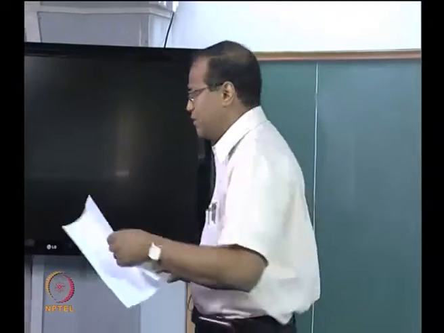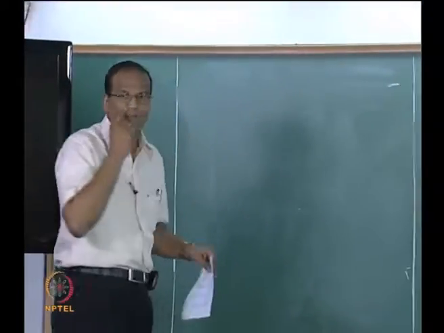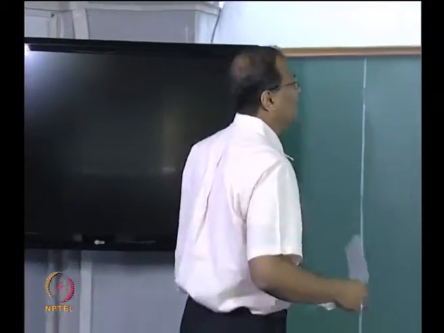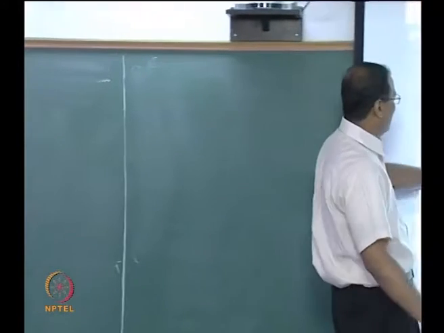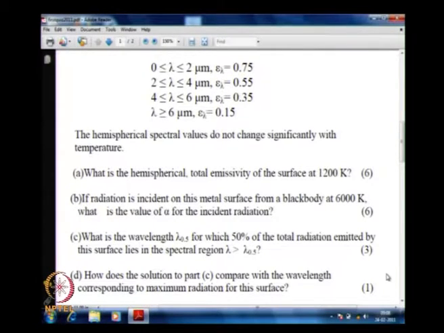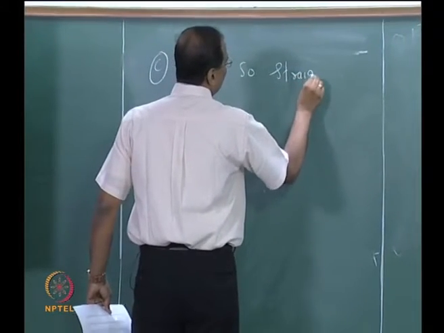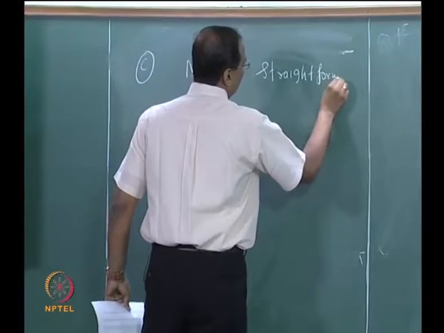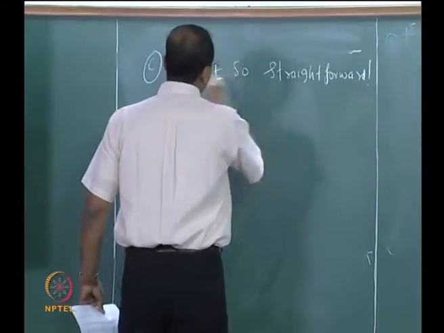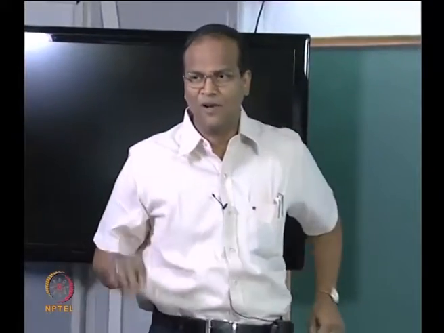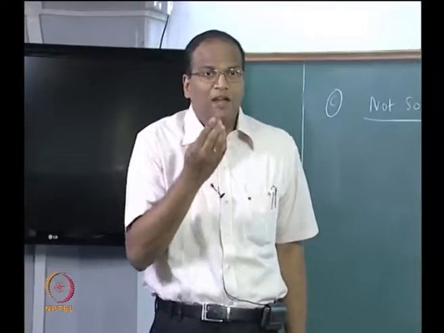Therefore I have to make an assumption, because I don't know where that 50% lies. My intelligent guess is based on Wien's displacement law, which gives 2898 micrometer Kelvin as the maximum. So part C is not so straightforward. That is the first thing you have to recognize. It is not simply taking the last column, so it may involve some tedious iterations.